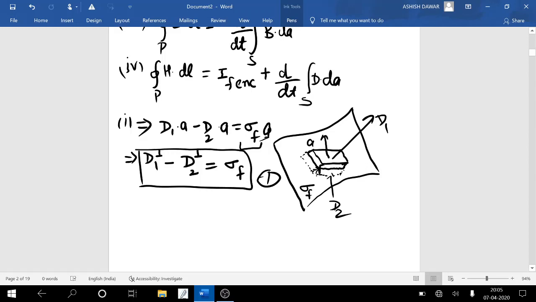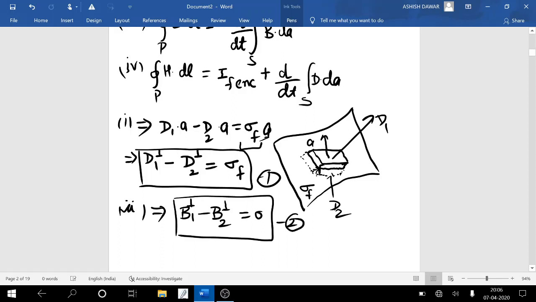So similarly, the second equation gives us the result B1 perpendicular minus B2 perpendicular equals 0. So this is the second boundary condition, which tells us that the perpendicular component of the magnetic field is continuous.